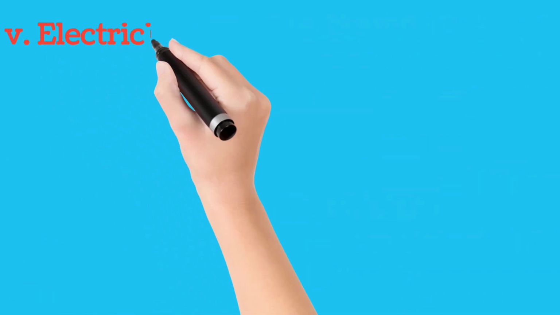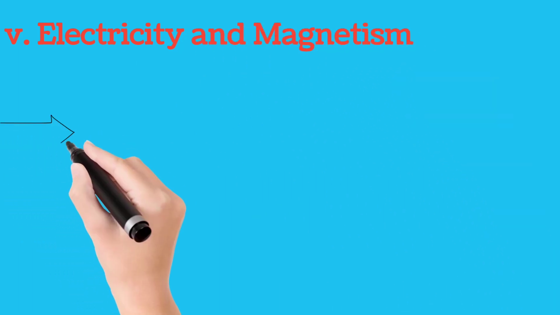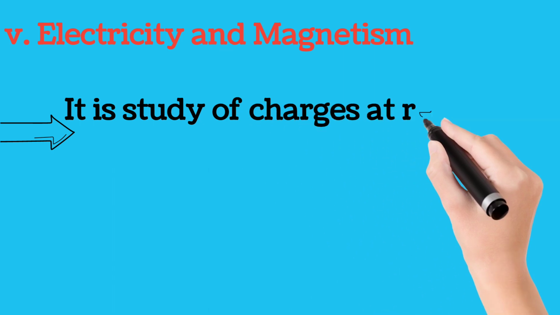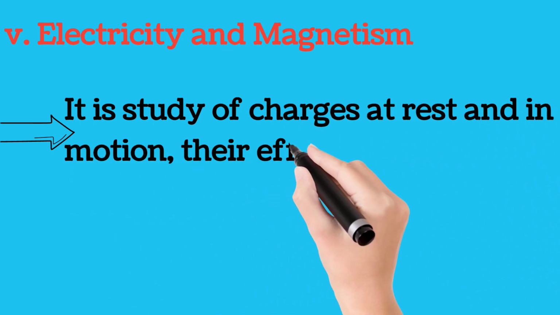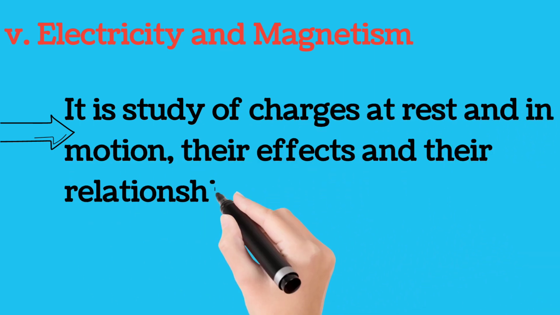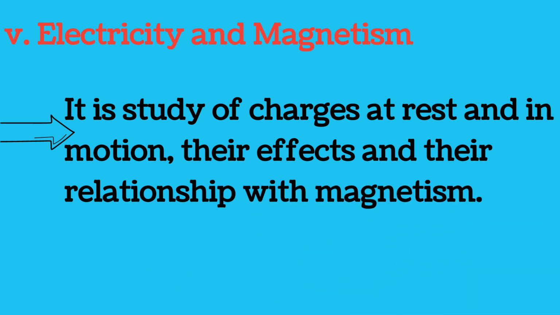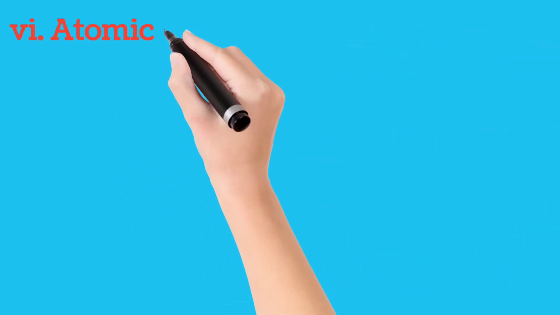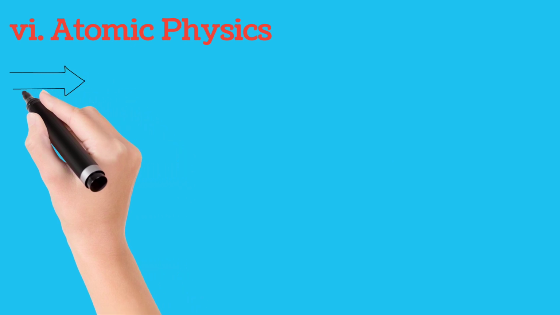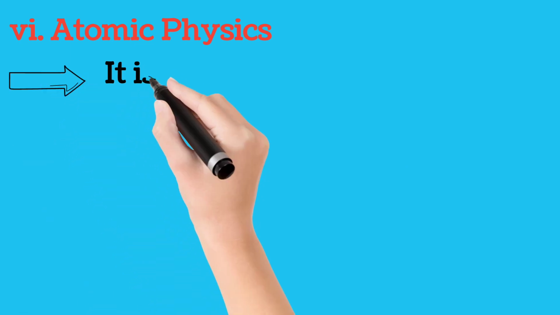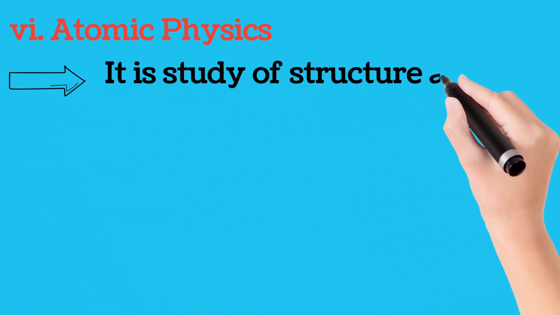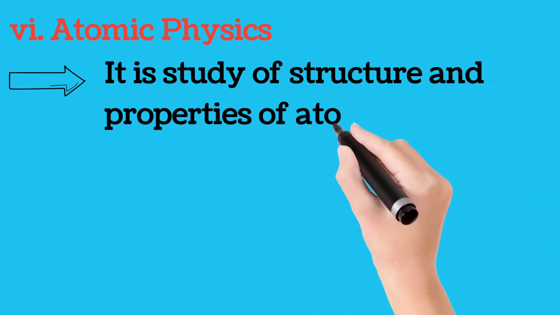Number 5, electricity and magnetism. It can be defined as the study of charges at rest and in motion, their effects and their relationship with magnetism. Number 6, atomic physics. It can be defined as the study of structure and properties of atoms.